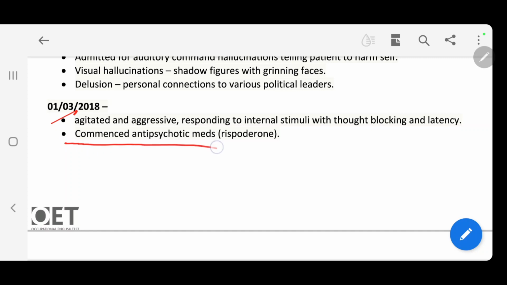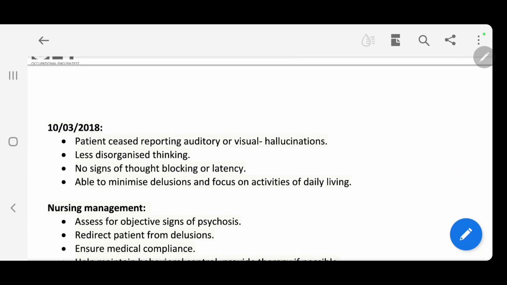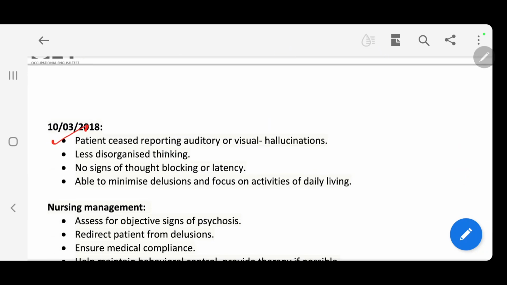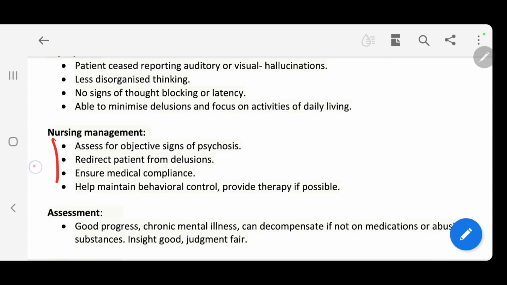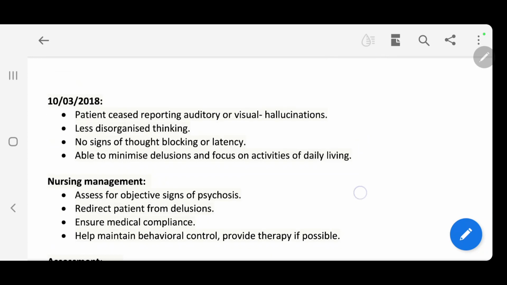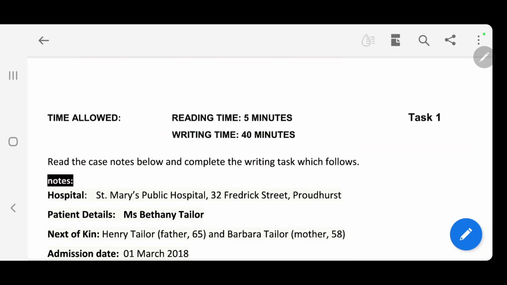Again, this one as well. Medicine, yes. We can write down patient seized auditory or visual hallucination, yes. Everything is important over here. And nursing management, yes, we can write. But how would we write down this letter? You can see that in a moment.